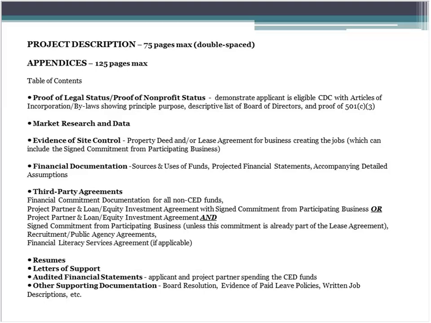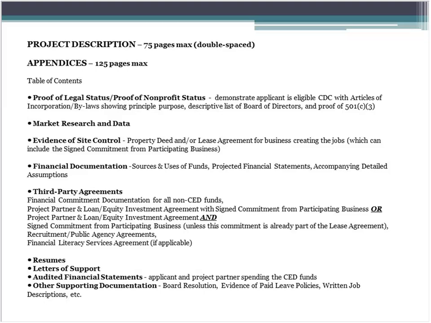using the funds directly. But if you're using the grant to develop the building you own to accommodate the business or tenant that's creating the jobs, then you'd have two documents. You'd have one project partner and loan equity investment agreement, and then you'd have a separate signed commitment from the participating business, unless that's already part of the lease agreement with the tenant.